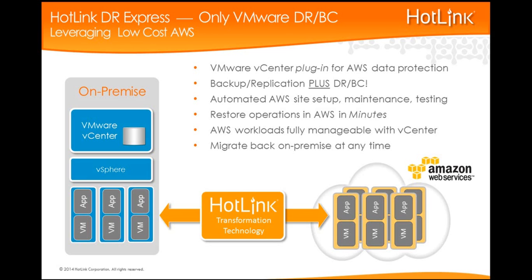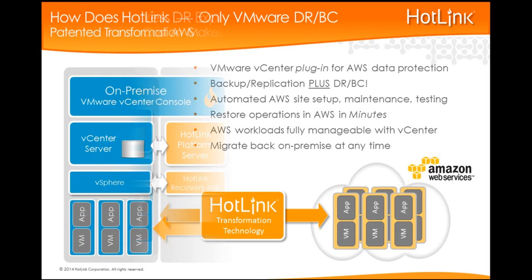Best of all, Amazon workloads remain fully manageable by VMware vCenter, side by side with on-premise vSphere hosts and virtual machines. This simple yet elegant approach is made possible through HotLink's one-of-a-kind transformation technology, which I will tell you more about as we go forward. Let's get into how HotLink DR Express works.